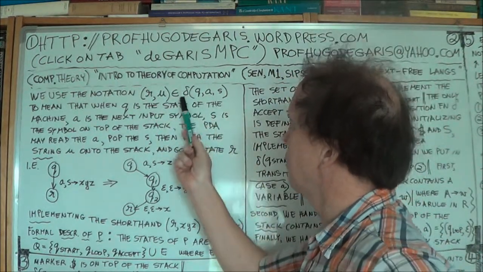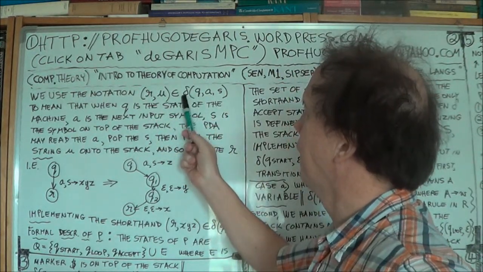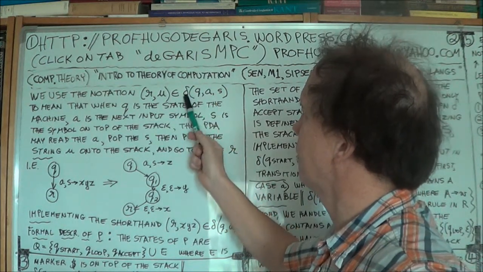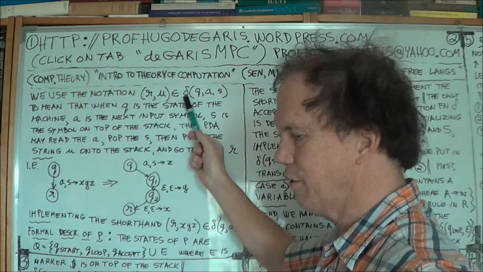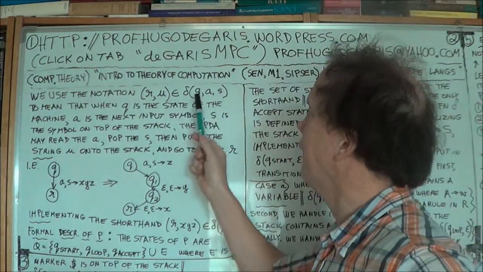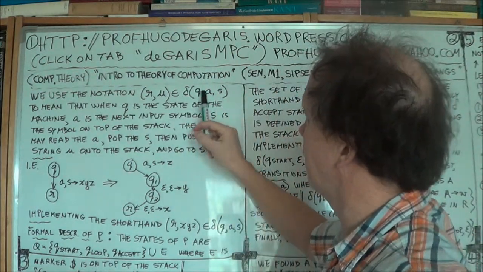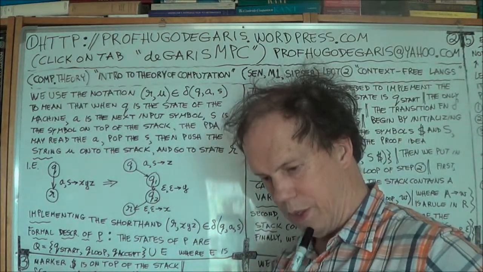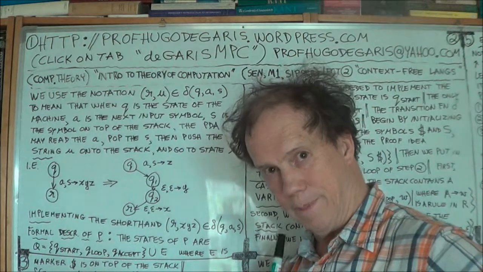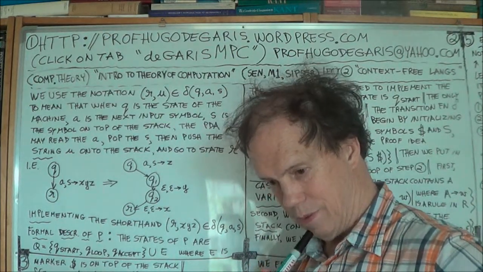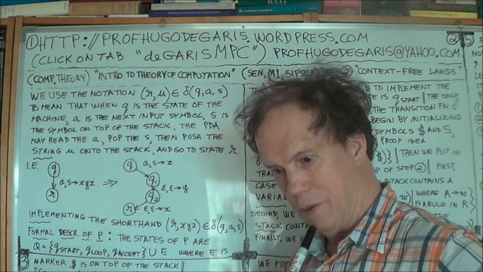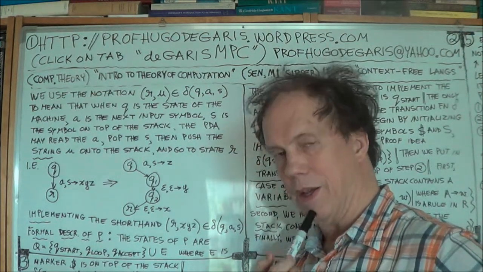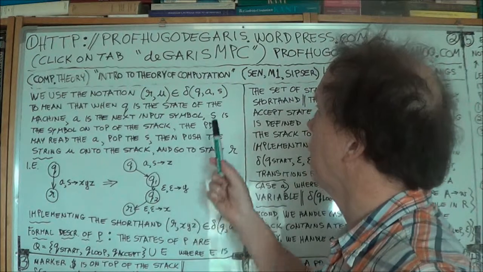So you're modifying your transition function delta, and you write it in the usual way. Now it's a transition function for a PDA. Okay, it's not a finite automaton. It's a PDA, a pushdown automaton. It has a stack. Right?